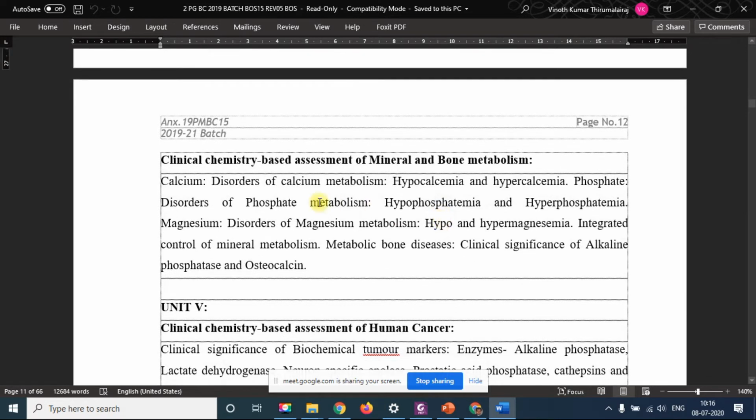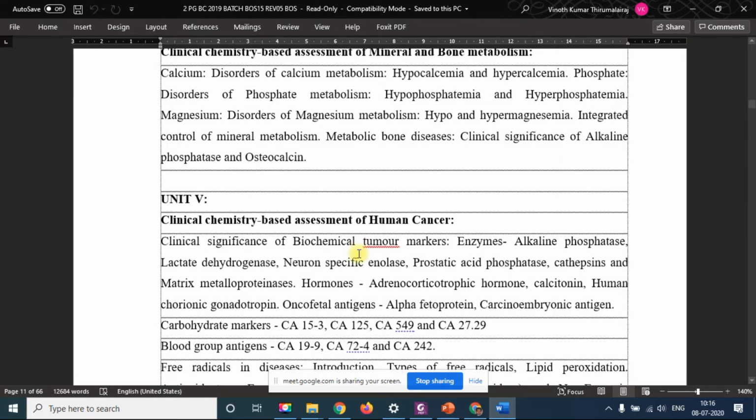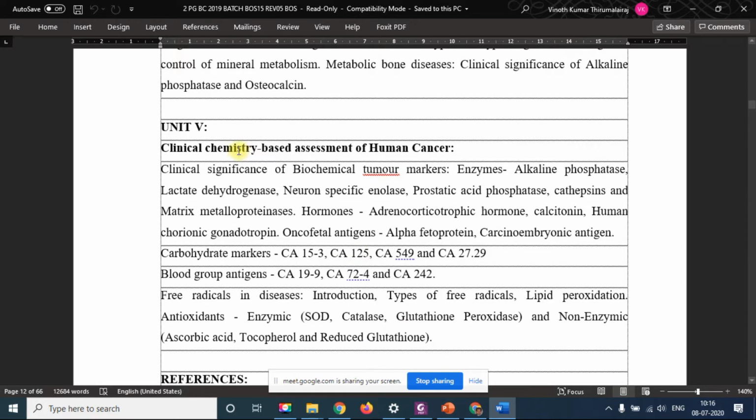And the next one is mineral and bone metabolism, like the metabolism of calcium and how it is deposited in the bones, what the function of bone is, and how the hormones play a vital role in calcium deposition and also calcium dissipation. Both the functions you are going to study. And the last unit is clinical chemistry based assessment of human cancer.